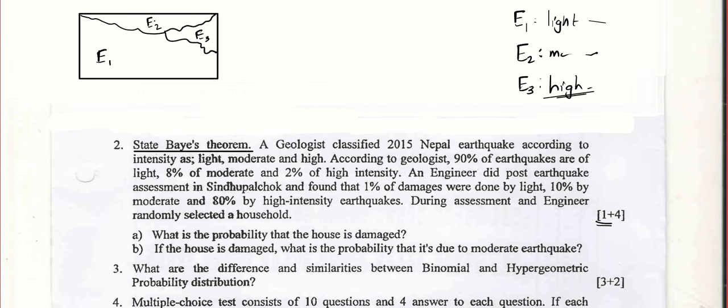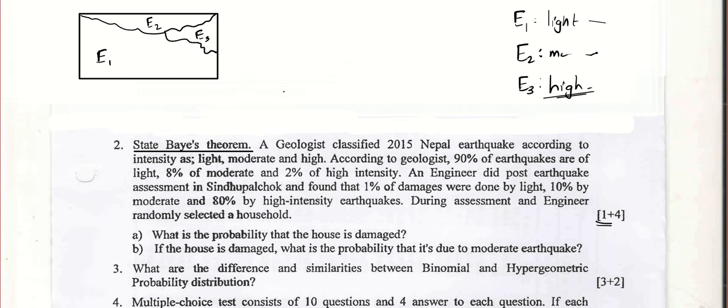Now look at this. These events are mutually exclusive. Remember, the term mutually exclusive means if E1 happens, E2 cannot happen at the same time. Simultaneous occurrence of events will not happen. If the earthquake is classified as light, you cannot call it medium at the same time, right? If you have a medium earthquake, you cannot call it light or heavy.